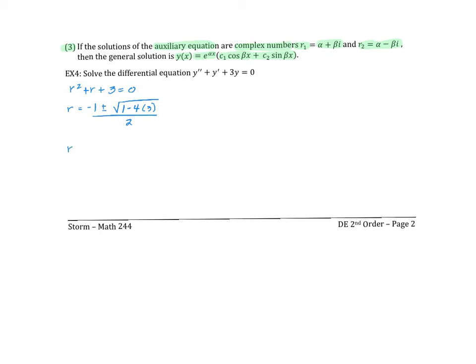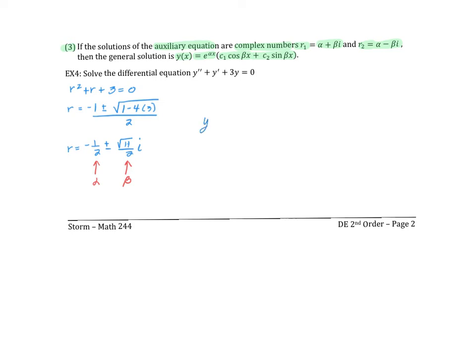This then becomes r equal to -1/2 plus or minus the square root of 1 minus 12, so the square root of -11. Remember, you take out the negative, that becomes the i, so it's just square root of 11 over 2 times i. The -1/2, that's your alpha, and the square root of 11 over 2, that's going to be your beta. It does not include the i. So beta is just the real numbered part without the i.